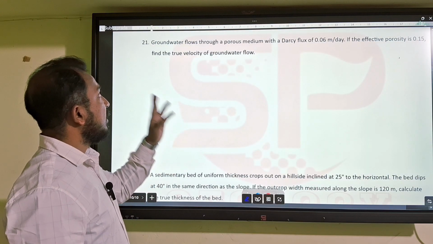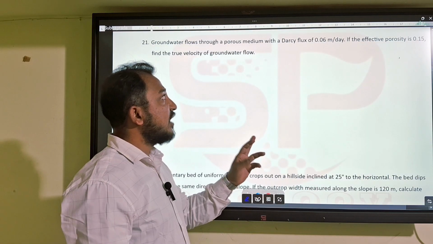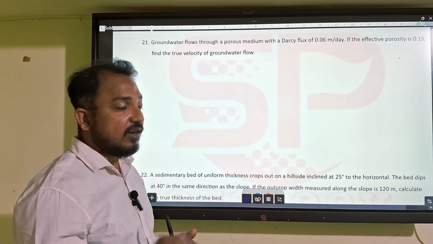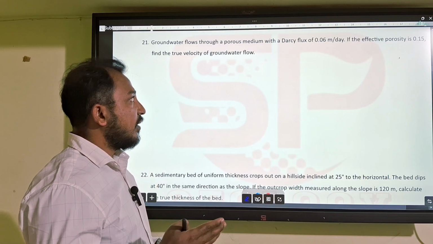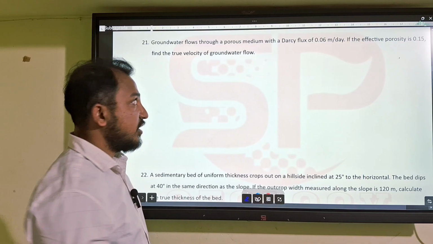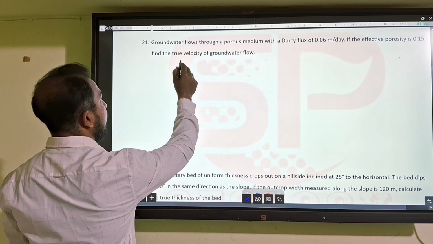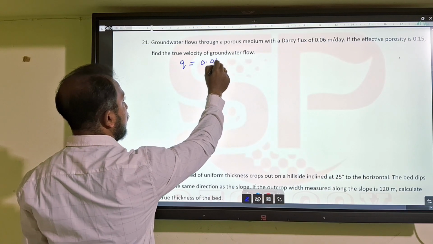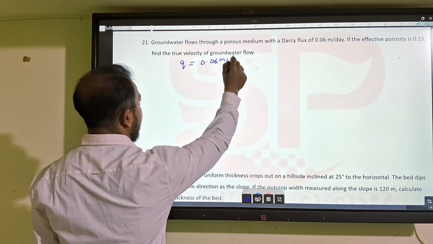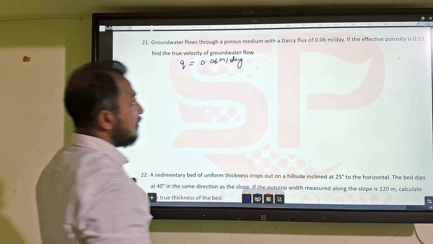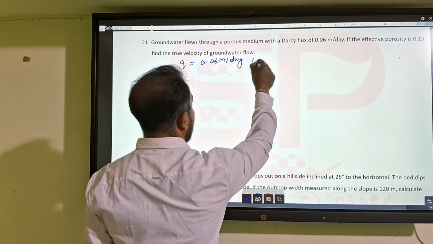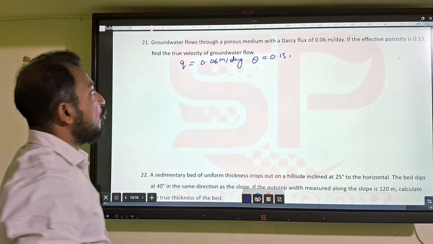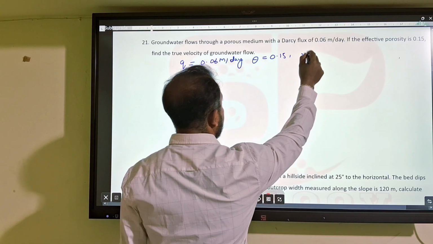Then comes another question. Groundwater flows through a porous medium with a Darcy flux. Darcy flux is also similar to Darcian velocity or specific discharge. So Darcy flux is small q, it is 0.06 meter per day. Then if the effective porosity theta is given 0.15, find the true velocity. You have to calculate the velocity.